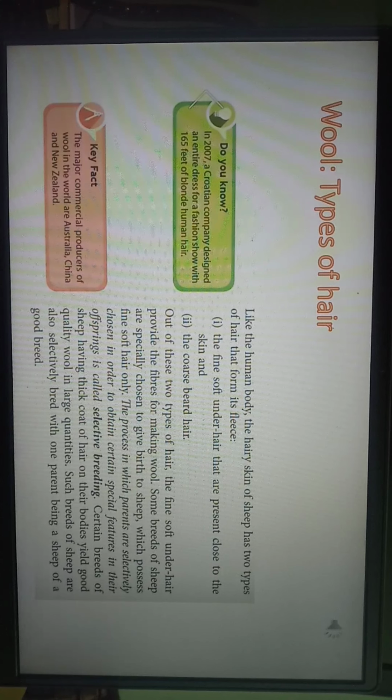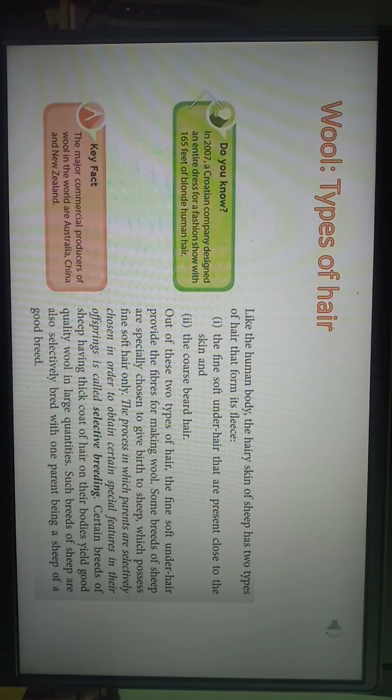The first type of hair is the fine, soft under hair which is present close to the skin. Which is the second type of hair? The second type of hair is the coarse beard hair. Coarse means rukha, it is rough. Coarse means rough. The second type of hair is coarse beard hair.